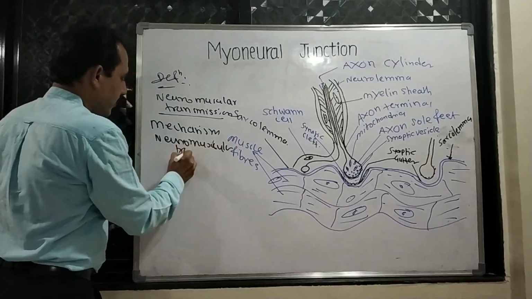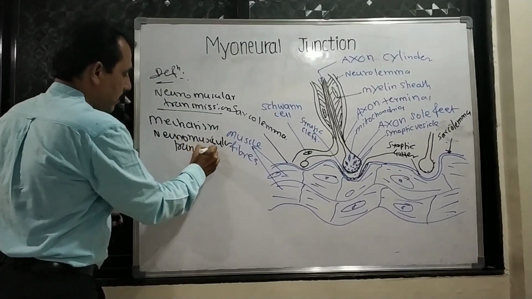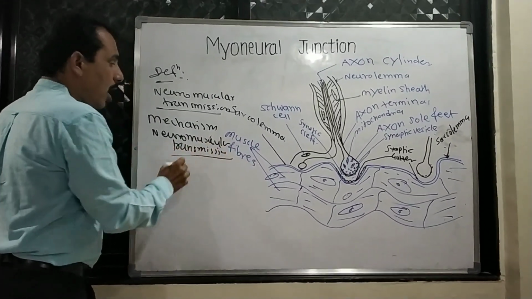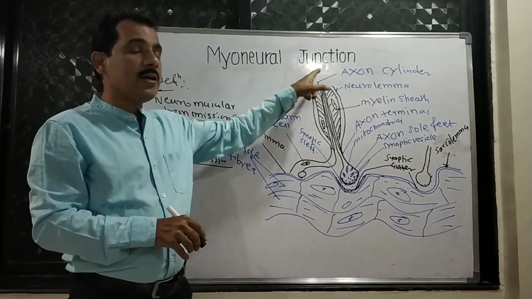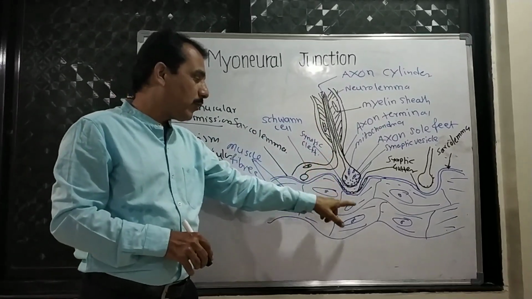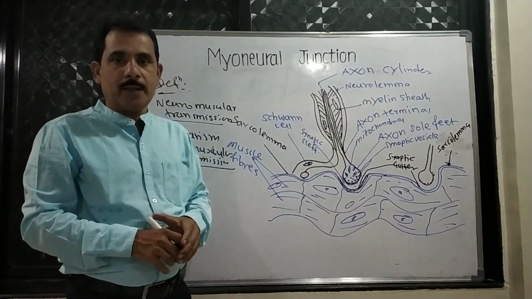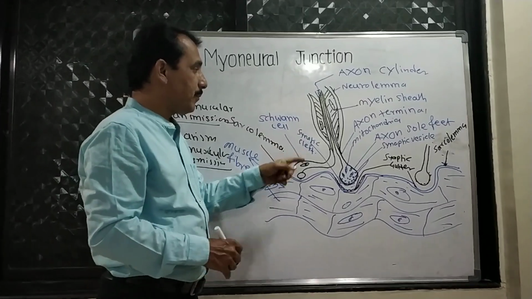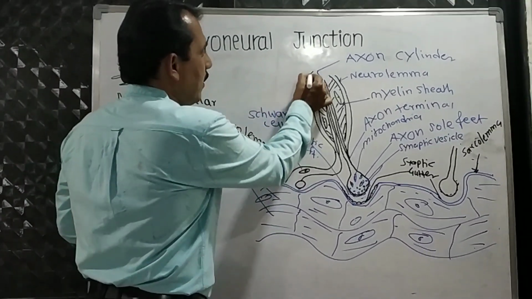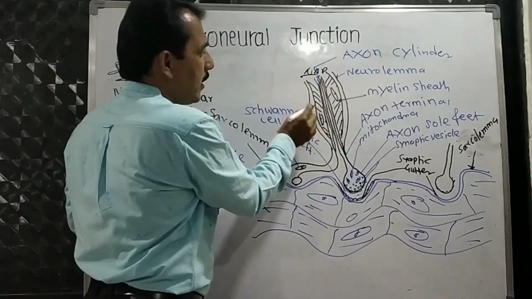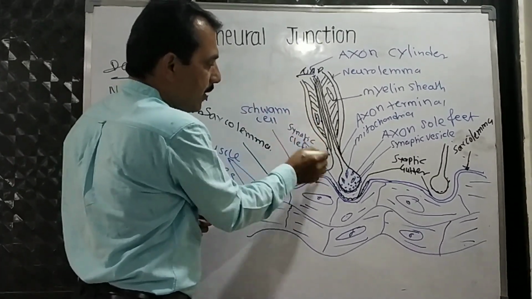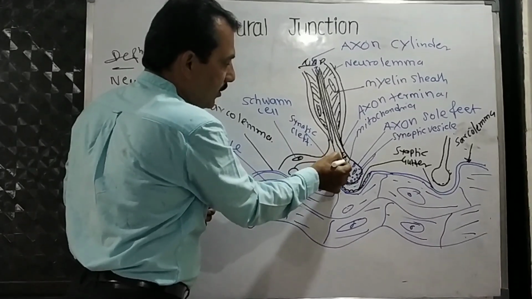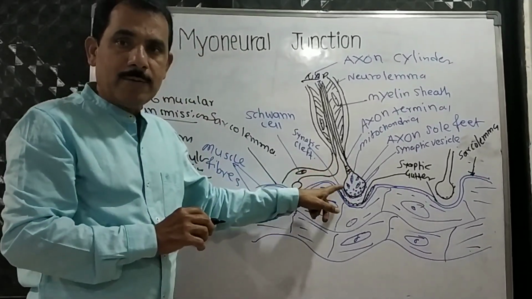Neuromuscular transmission means how the impulses are transmitted across the myoneural junction, that is, from the nerve fiber to the muscle fibers. Just see how this mechanism takes place. Here the nerve action potential or impulse passes through the axon cylinder, and from the axon cylinder it reaches the axon terminal.